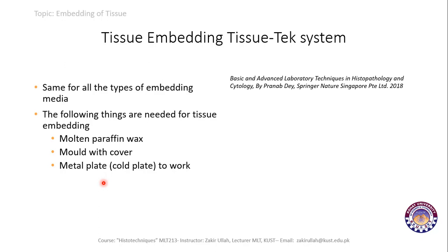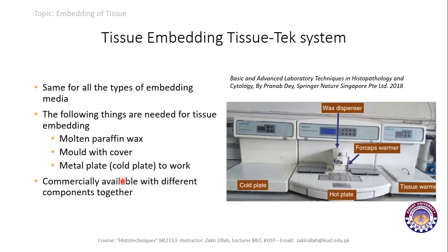The metal plate, the cold plate, is used for the solidification of the liquid. And this is the picture of a tissue embedding tag system. This is the display which shows the temperature. Here is a wax dispenser in which the wax tank is present. So, it dispenses the wax within the molds. The forceps warmer is used during the dispensing of the wax.